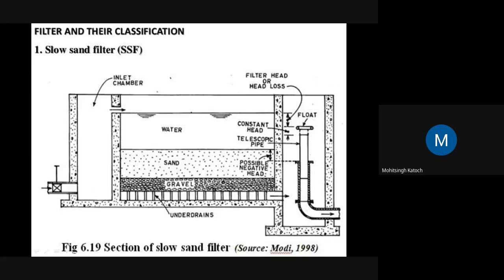One thing to remember here is the maximum height of water in this filter chamber above the sand should not exceed the limit of around 75 centimeter, because after that the pressure will be so high that this sand filter media will be displaced from its original place, and the filter will stop working. So the maximum height up to which the water can be kept inside this chamber is 75 centimeter.